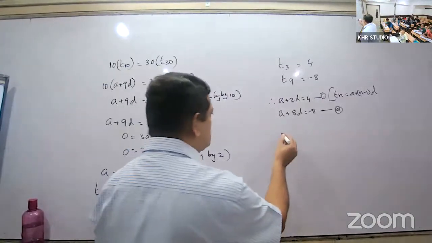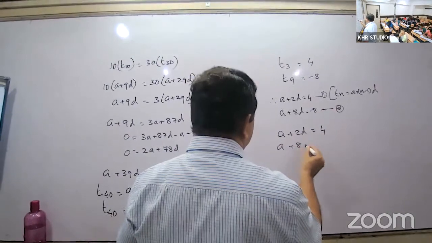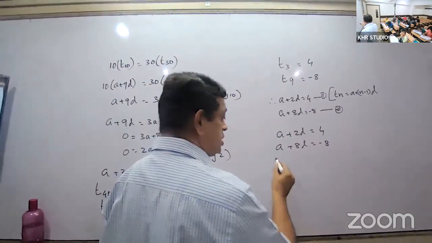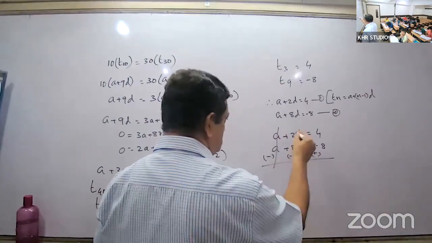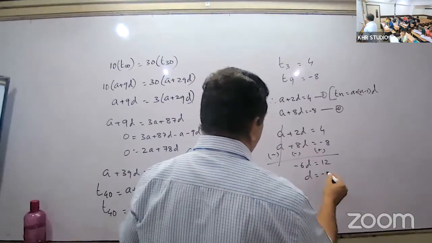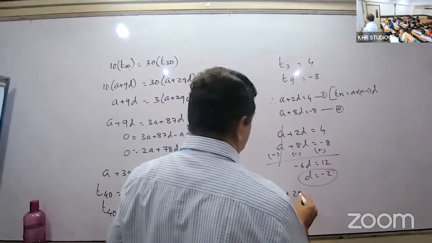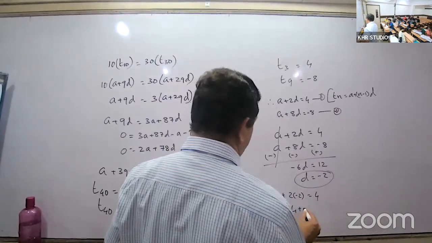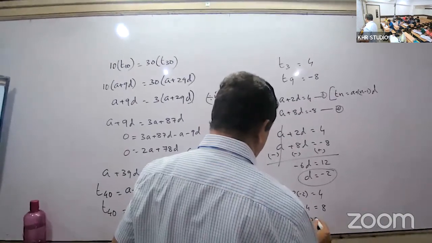Those who did not get it, look here. A plus 2D is equal to 4. A plus 8D is equal to -8. What is to be done? Subtract. Subtract means change the sign, all the signs change. A cancels. 2 minus 8 is -6, and 4 minus (-8) is 12, so -6D is equal to 12. D is equal to -2. Substitute anywhere: A plus 2 times -2 is equal to 4. Therefore, A is equal to 4 plus 4, which is 8. A is equal to 8.